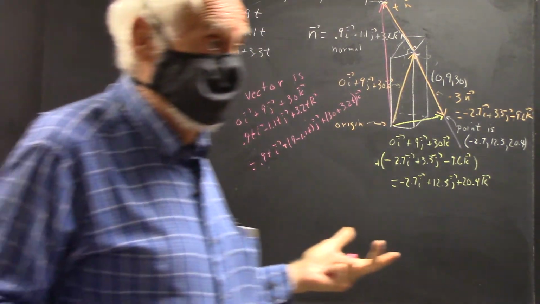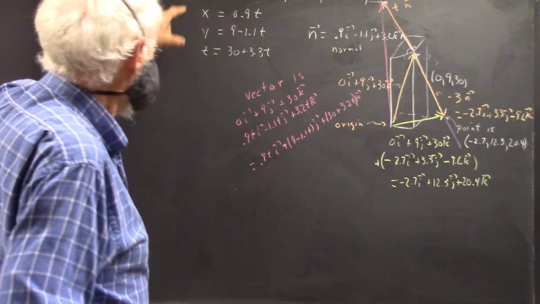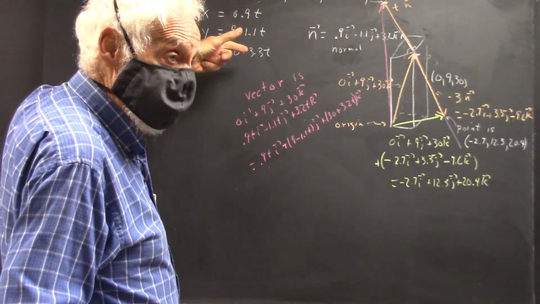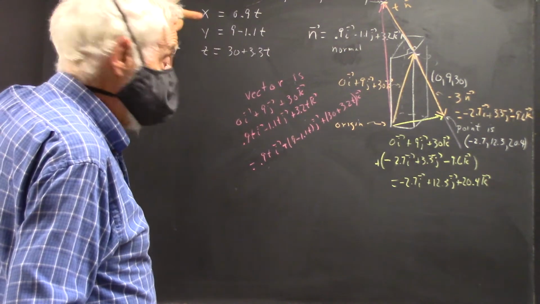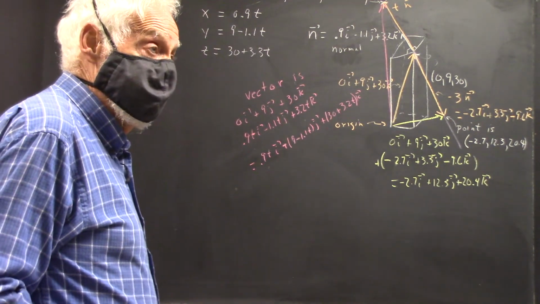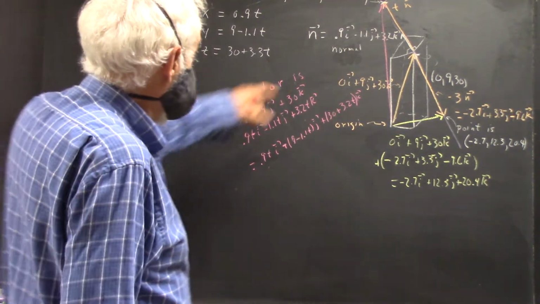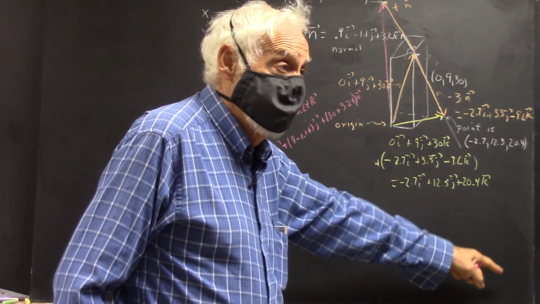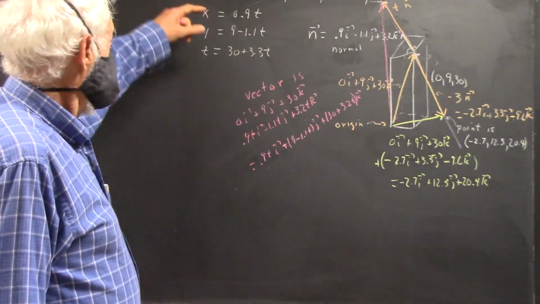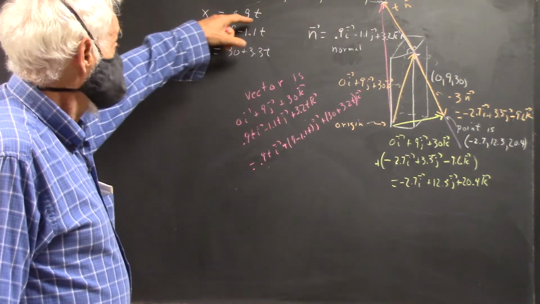Okay? These are called parametric equations. T is the parameter. We have an equation for x, an equation for y, an equation for z. And any point on the line is going to be in this form for some value of t.